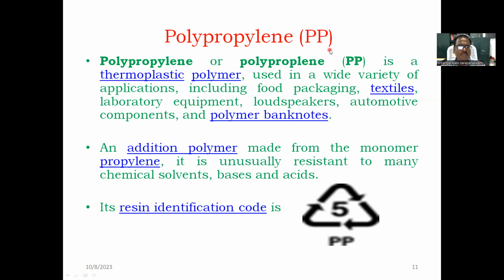Polypropylene, PP, is a thermoplastic polymer used in a wide variety of applications, including food packaging, textiles, laboratory equipment, loudspeakers, automotive components, and polymer banknotes. It is an addition polymer made from the monomer propylene, and it is unusually resistant to many chemical solvents, bases, and acids. Its resin identification code is 5 PP, shown as a symbolic representation.